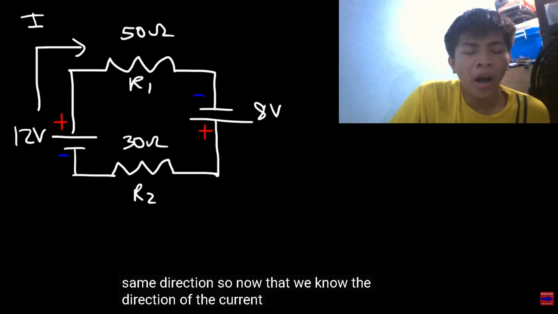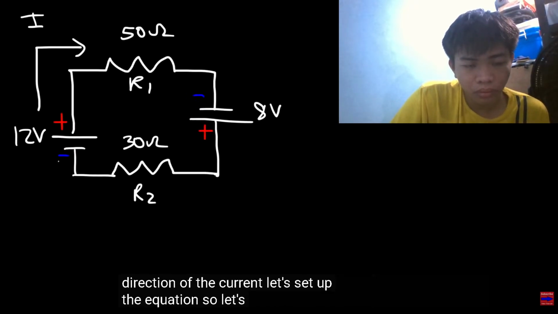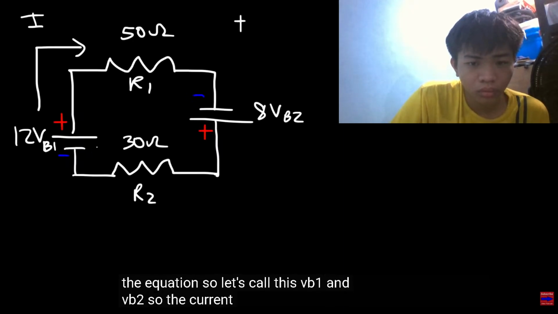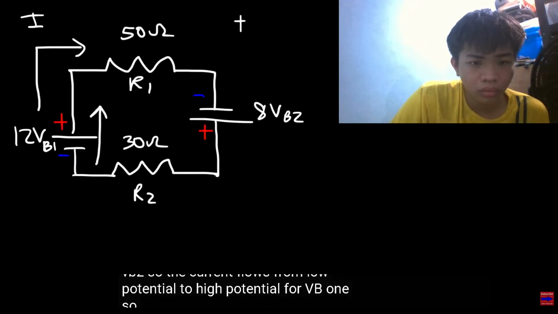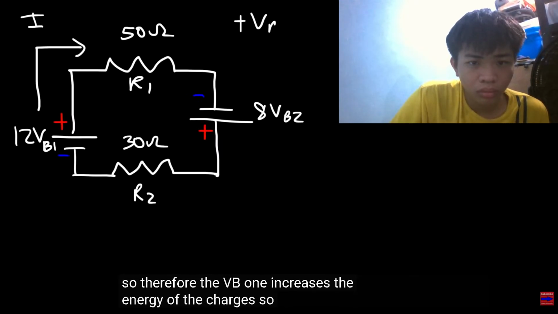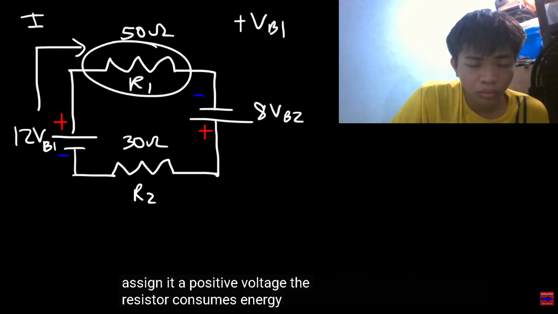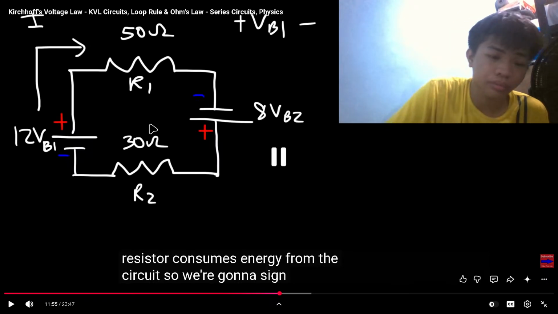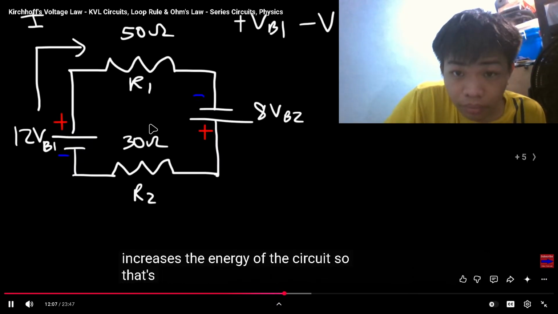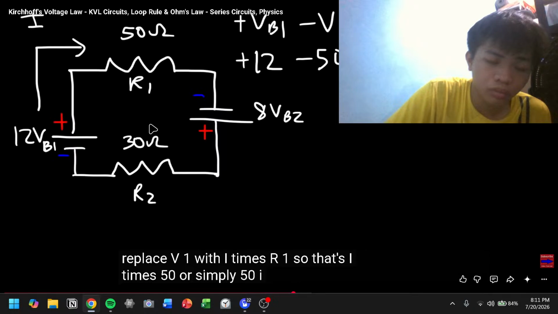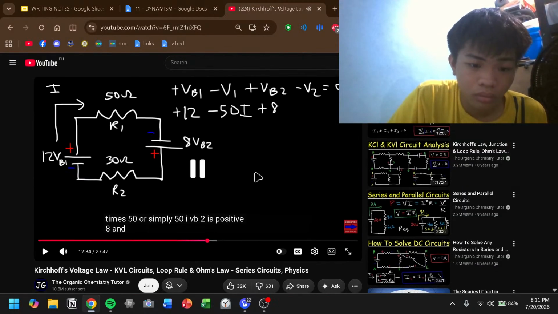So now that we know the direction of the current, let's set up the equation. So let's call this VB1 and VB2. So the current flows from low potential to high potential for VB1. So therefore, VB1 increases the energy of the charges. So we're going to assign a positive voltage. The resistor consumes energy from the circuit, so we're going to assign that a negative voltage. So VB2 is positive 8.